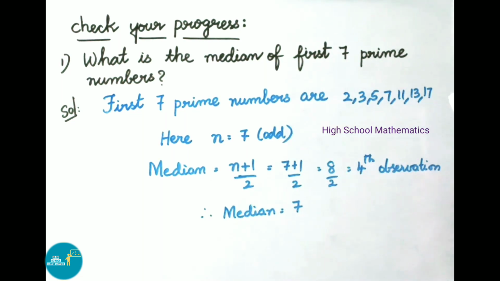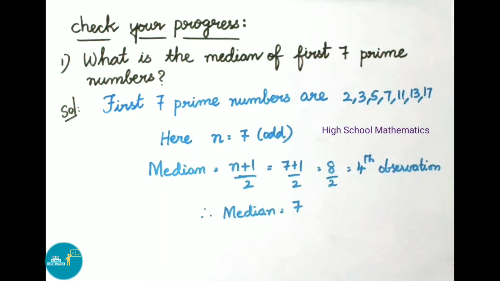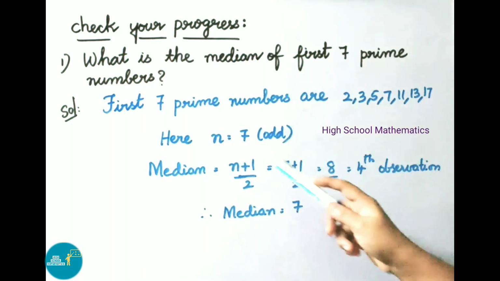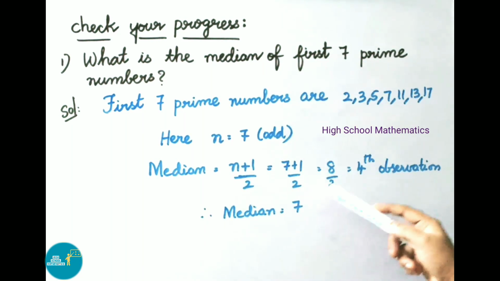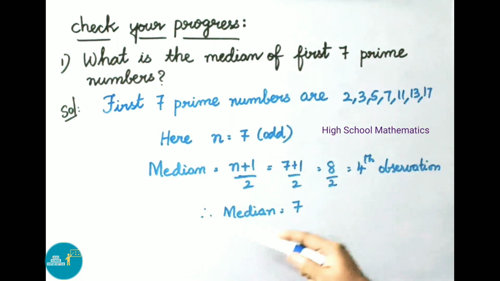Here the number of observations is 7, so n value is equal to 7, which is an odd number. So the median formula is n plus 1 by 2. That equals 7 plus 1 by 2, that equals 8 by 2. 2 fours are 8, that is 4. So we have to consider the fourth observation from the given observations. Here the fourth observation is 7, therefore the median value is equal to 7.